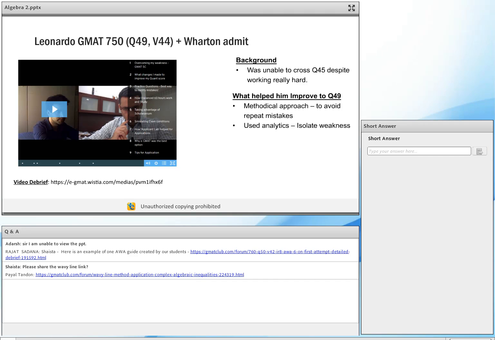Once he had the approach right, he made extensive use of the analytics that Quant Scholarium provides to isolate the areas that he needed to improve upon. Then he used the custom quizzing feature to ensure that he had indeed improved. And because of his good quant score and excellent verbal score, he was admitted to Wharton, Stern, and Tepper, and he's studying at Wharton right now.